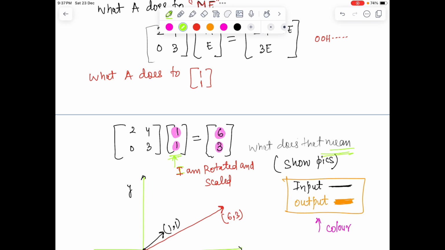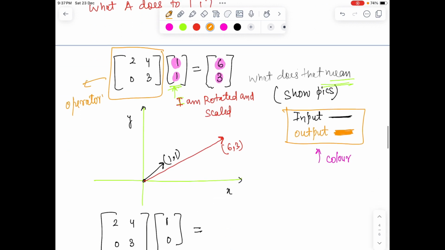So what does it mean? What does it mean to have 1, 1 going to 6, 3? This matrix behaves as an operator. 1, 1 is reacted with this operator, and finally we got the result of 6, 3. So let's move further and try to get a feel for this.